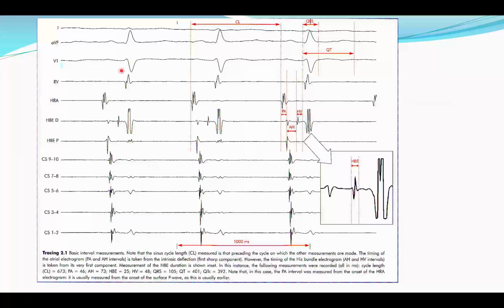So as I said, surface ECG, RV, upper right atrial, which is coinciding with the P, that is the atrial signal. His signal A, H, V. Coronary sinus signal A and V.